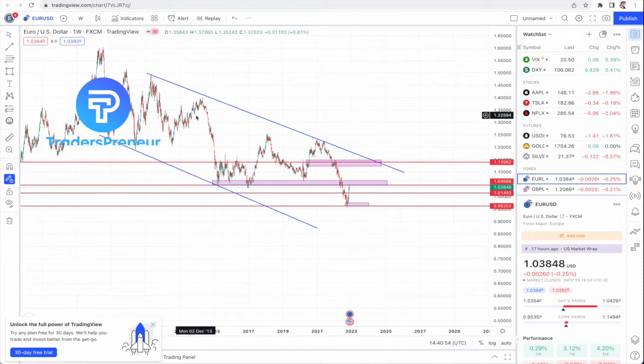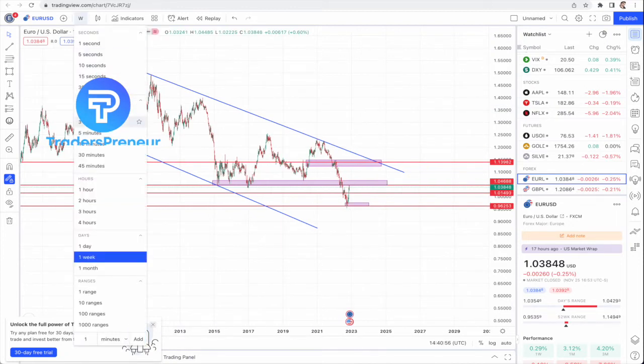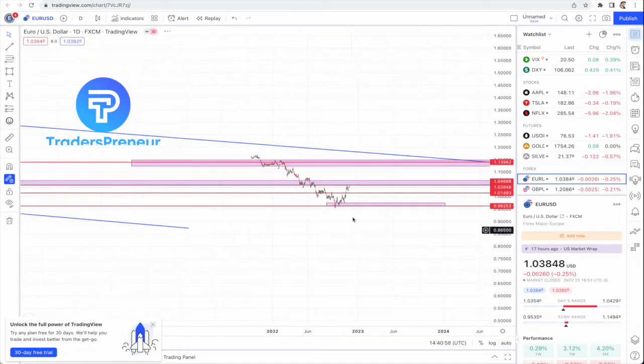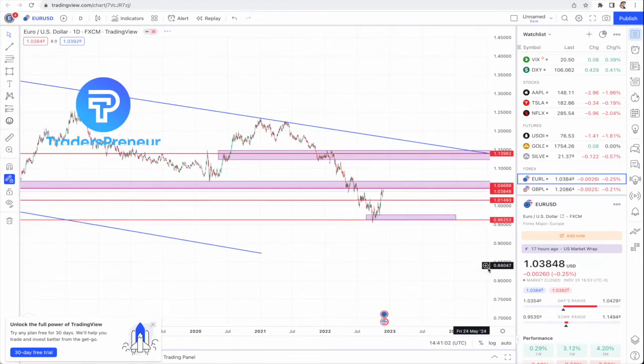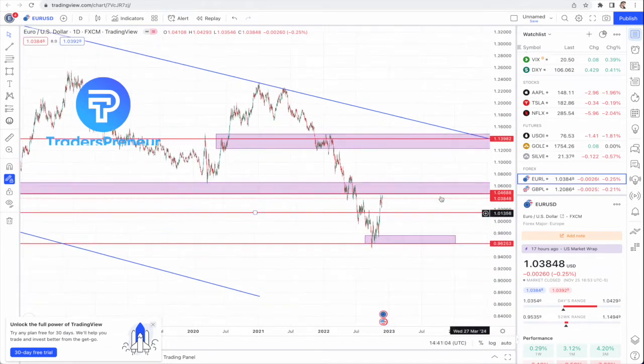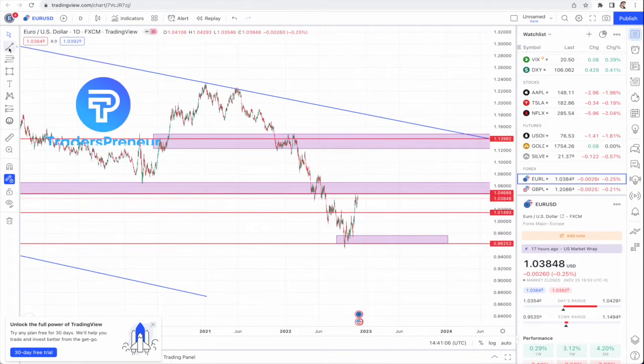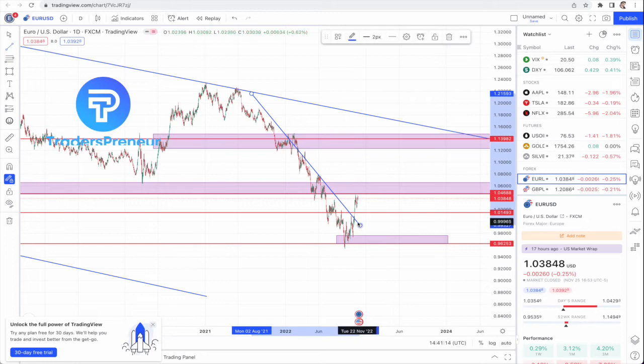So let's go to the daily time frame for us to clearly view what the market is doing right now. Here, we see that the market was in a strong bearish trend from this area.